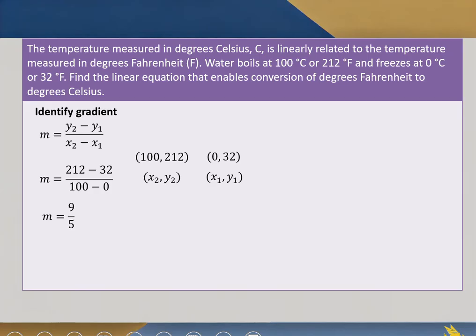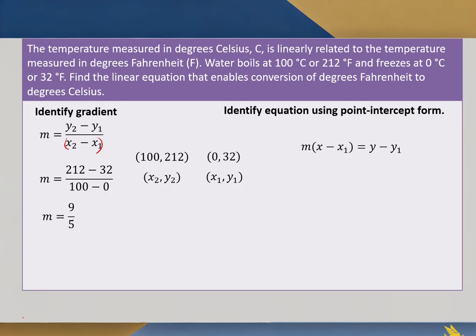The next part that I need to do, if I'm wanting to find the linear equation, is use point gradient form. That means I'm using this part of the gradient. This would have been m in brackets x minus x1 equals y take away y1. The next part, I'm just going to substitute my information. So straight away, we know our gradient. Our gradient that we have is going to be 9 over 5.